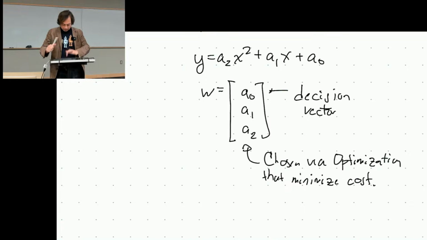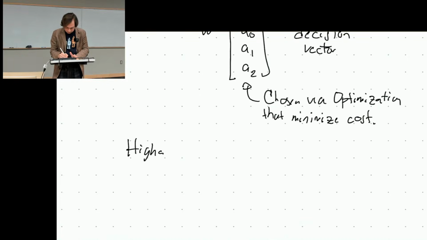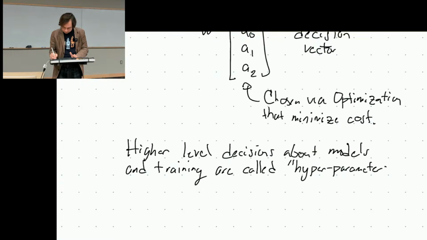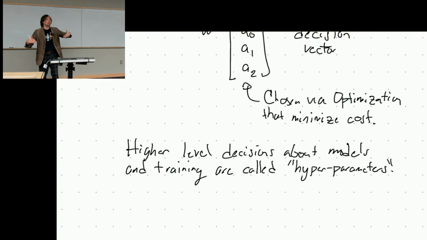So higher level decisions about models and training are called hyperparameters. They are not typically optimized by the optimization algorithm. Why? Because to know if they worked or not, you have to run an optimization algorithm. So you have to run an optimization algorithm inside of an optimization algorithm. Can it be done? Yes. Is it practical to do?